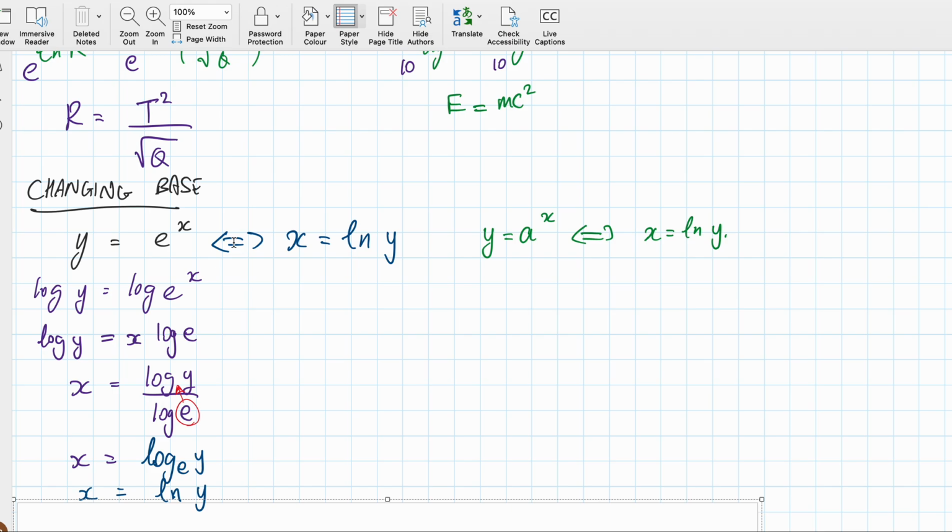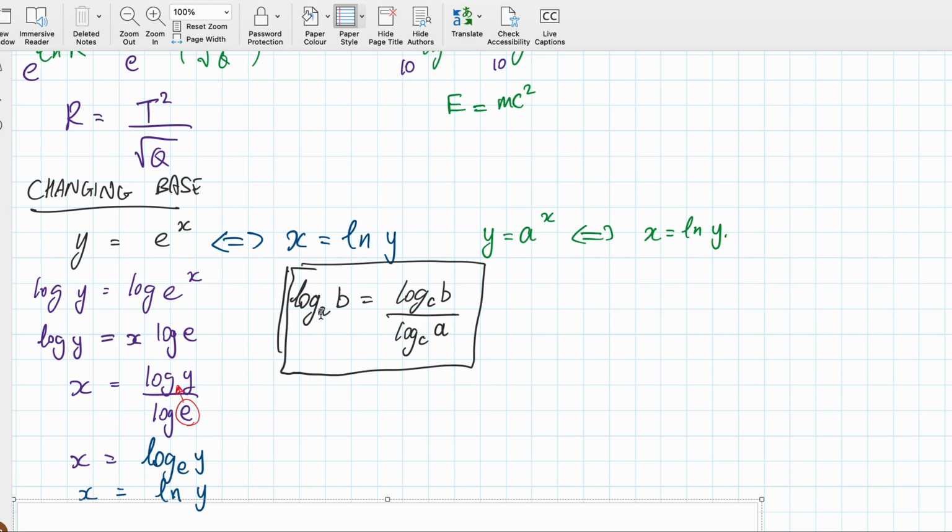So what's the changing base rule? It looks like this: log base a of b is equal to log base c of b over log base c of a. Now, this seems like a strange rule in a way. We're going to use it a fair bit soon, so don't worry.